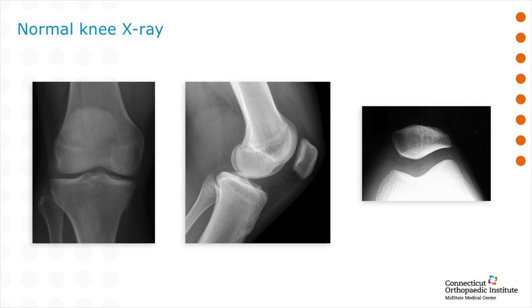Here are 3 more views of X-rays, also showing beautiful space between the femur and tibia bones on the left. And then on the right side, you can see the kneecap with beautiful space between the kneecap and the femur bone. Now let's talk about hip anatomy.